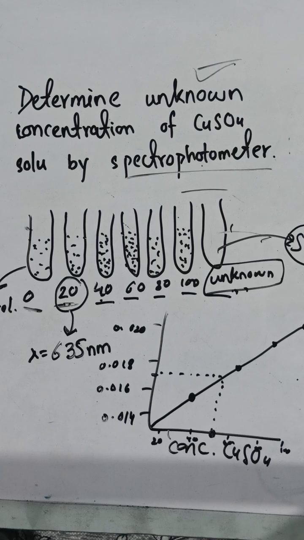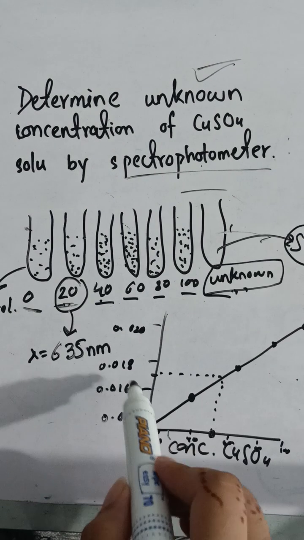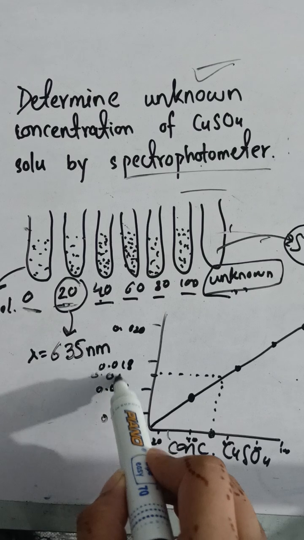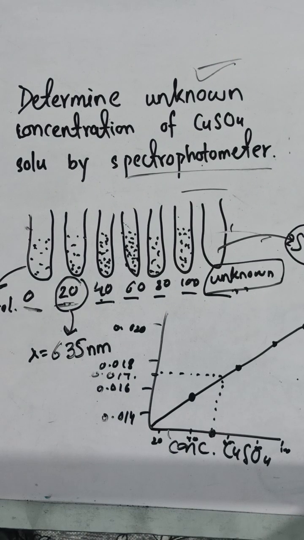And in the result you will write up the unknown concentration of CuSO4, which comes out as 50, and the absorbance of it is about 0.017. So this is how we determine the absorbance and the concentration of the unknown test tube which contains the CuSO4 concentration. So this was all about today's experiment.